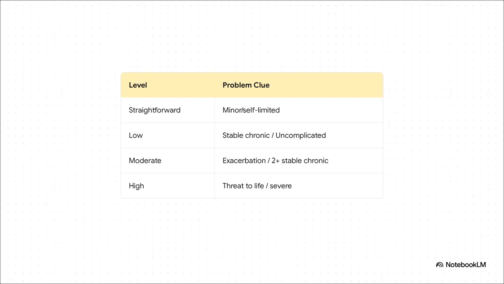Looking at the criteria, minimal is literally just one self-limited or minor problem. Low bumps up to 2 minor problems or 1 stable chronic illness. Now, moderate is where they try to trick you on the exam. Look closely for keywords like 1 chronic illness with exacerbation or systemic symptoms. And high complexity? That's when you're dealing with a severe exacerbation or an acute threat to life or bodily function.